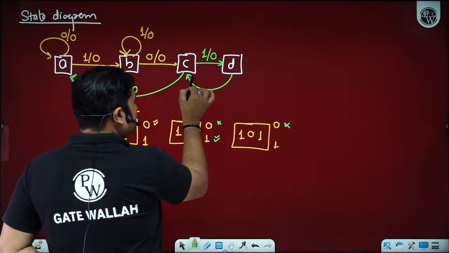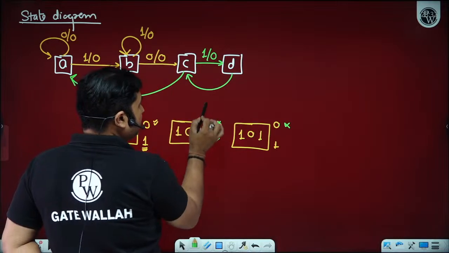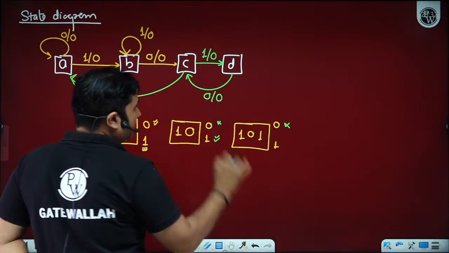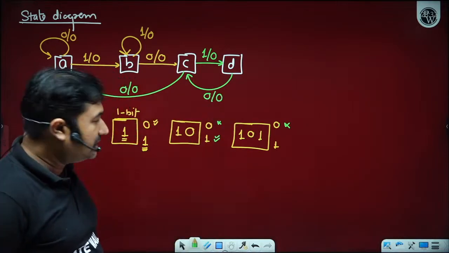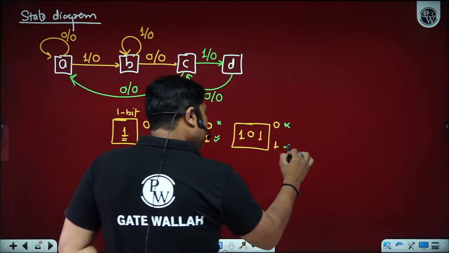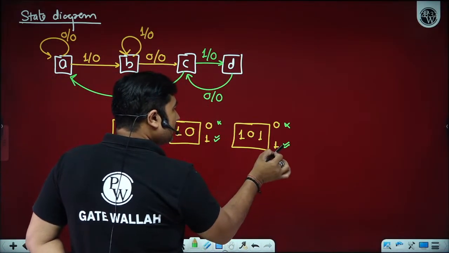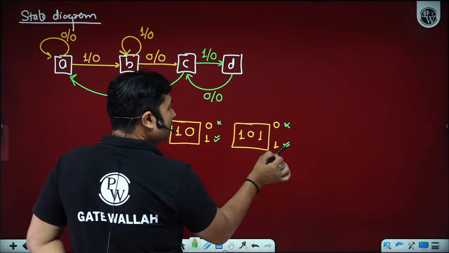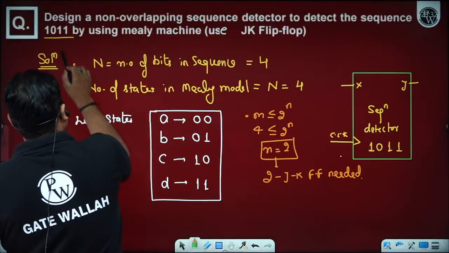Since it matches with the last 2 bits, go back to the 2-bit state. In case of 0, the output will remain 0 because the entire sequence has not yet been detected. However, if you get 1, the entire sequence 1 0 1 1 is the required input sequence.